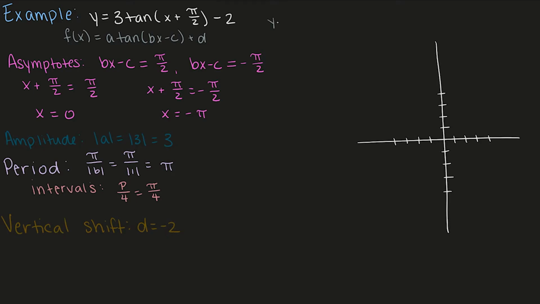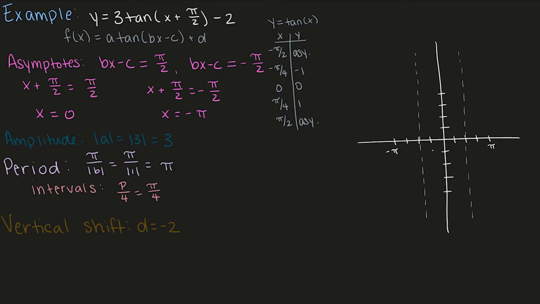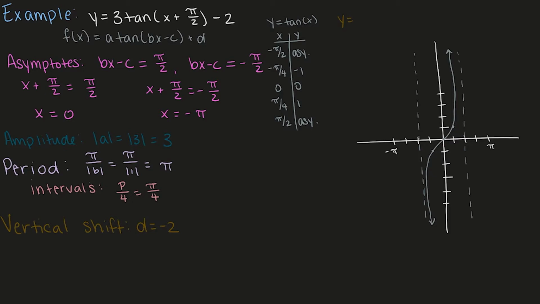Looking at our parent function, y equals tan x, here's our table of values. Our x values are negative pi over 2, negative pi over 4, 0, pi over 4, pi over 2. And our y values are asymptote, negative 1, 0, 1, and another asymptote. So let's find our table of values for our transformed function.